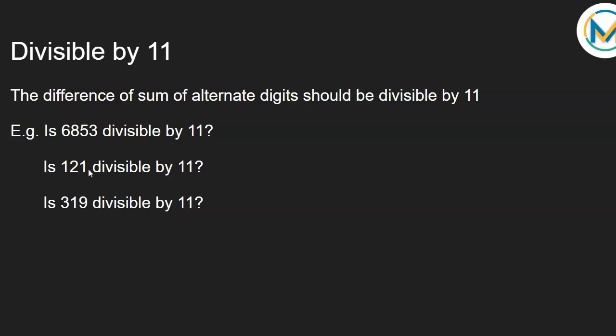Let us see a smaller example, 121. So alternate digits 1 and 1, right? 1 plus 1, 2, and this is here alone, so 2. So 2 minus 2, 0 again, divisible by 11, so 121 is divisible by 11. Let us try for 319. Again same, 3 plus 9, 12, and 1. So 12 minus 1, 11. 11 divisible by 11, yes. So 319 is also divisible by 11.